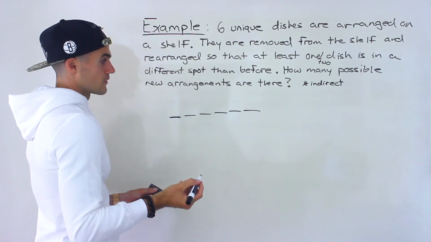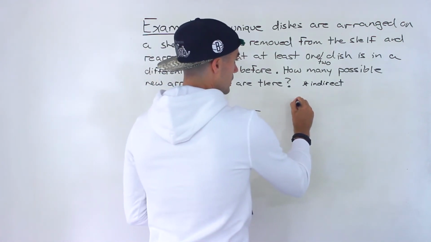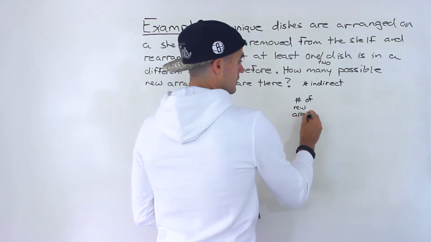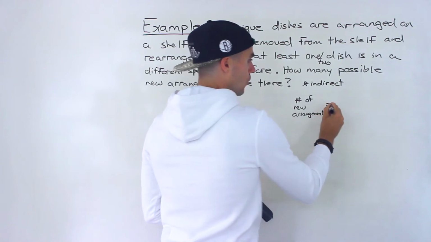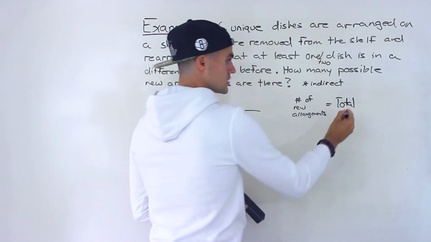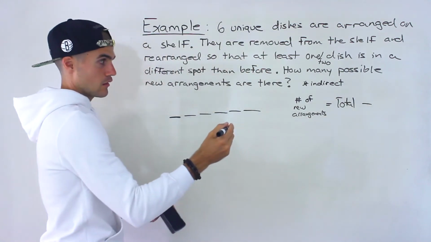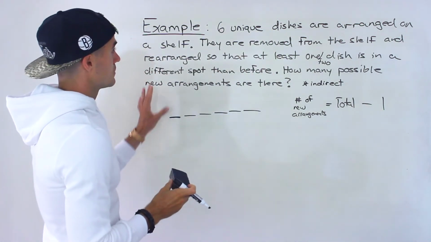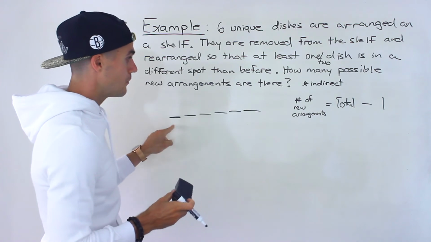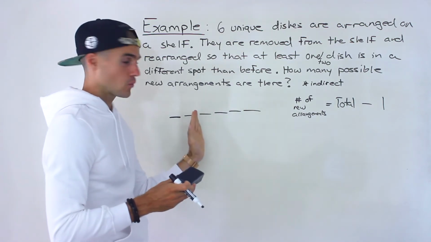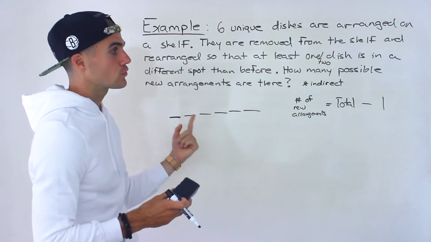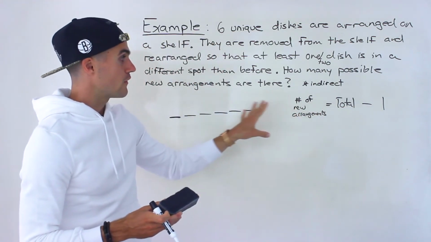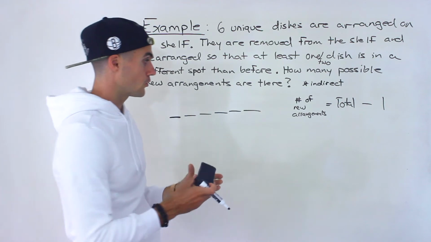What we would do is the number of new arrangements, basically the answer to this, is going to be the total amount of ways we can arrange the dishes minus the one way that it's arranged now, right? Because let's say they're arranged in a certain way. How many ways can you arrange it in that certain way, these 6 dishes? You could only arrange it in one way. So for there to be a rearrangement, basically we could take the total and subtract 1.